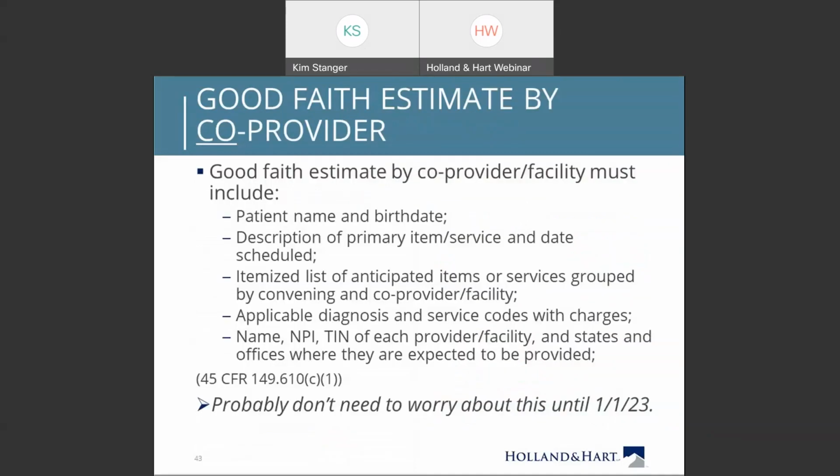Well, that's the good faith estimate that has to be provided by the convening provider. What about co-providers? Well, co-providers also have to provide their good faith estimate to the convening facility, so the convening facility can include those charges in its good faith estimate, but the information is more limited. It includes the information that's up on the screen there, but you probably don't need to worry about that again until January 1st, 2023.